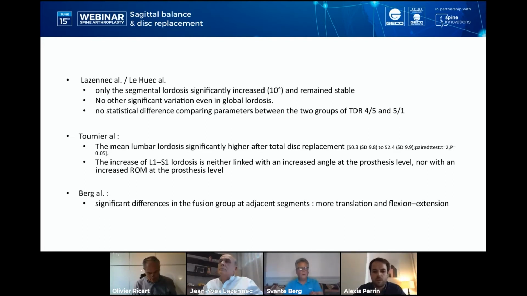Concerning Tournier, his results differ. He concluded that the mean lumbar lordosis is significantly higher after total disc replacement, and the increase of L1S1 lordosis is neither linked with an increased angle at the prosthesis level, nor with an increased range of motion at the prosthesis level. Concerning Berg, he found significant differences in the fusion group at adjacent segments, with more translation and flexion extension, which is pejorative and can induce adjacent segment disease.